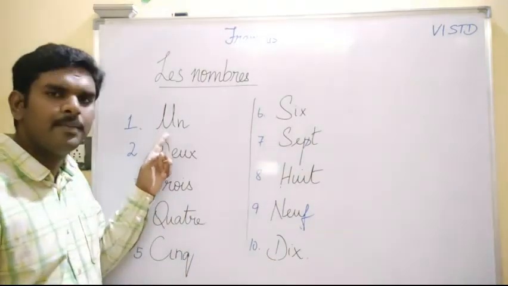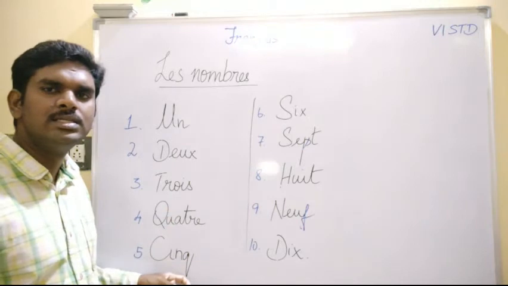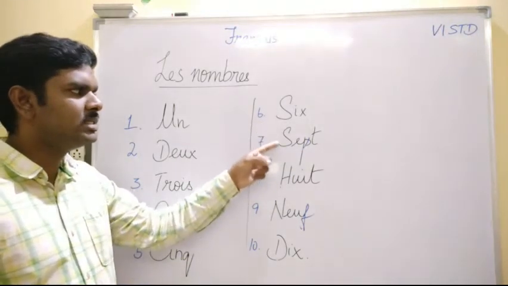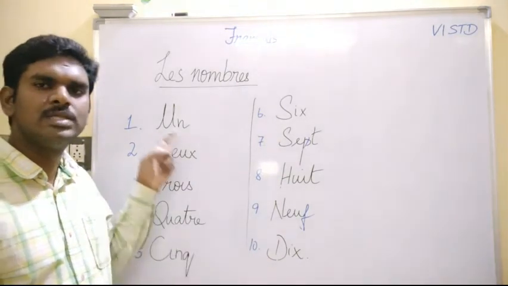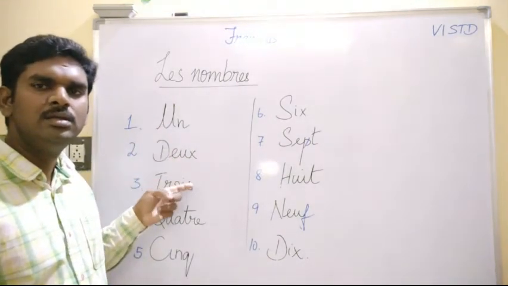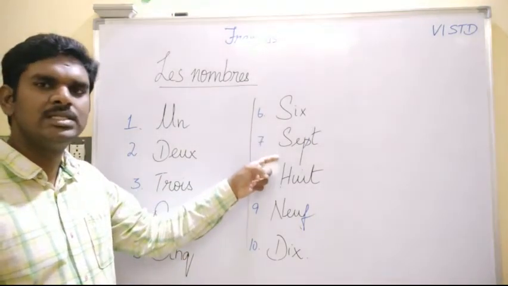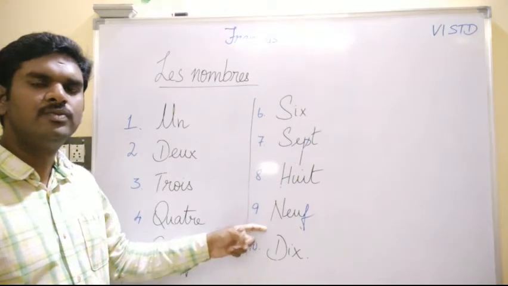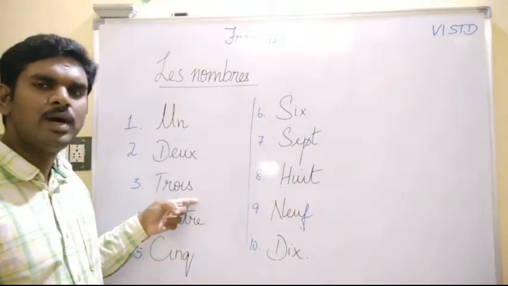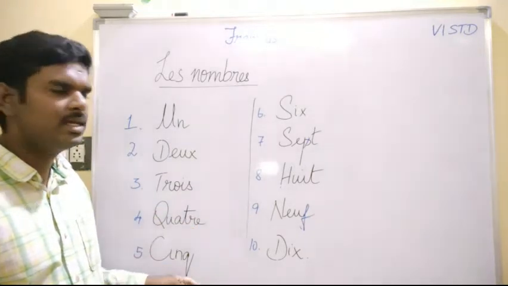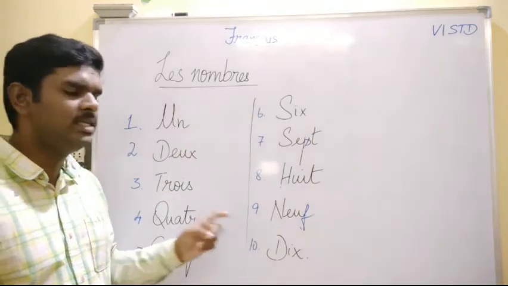Okay. 1, 2, 3, 4, 5, 6, 7, 8, 9, 10. Once again. 1, 2, 3, 4, 5, 6, 7, 8, 9, 10.